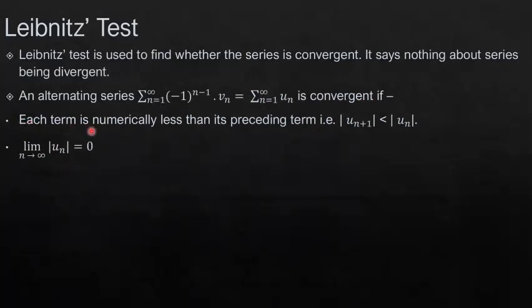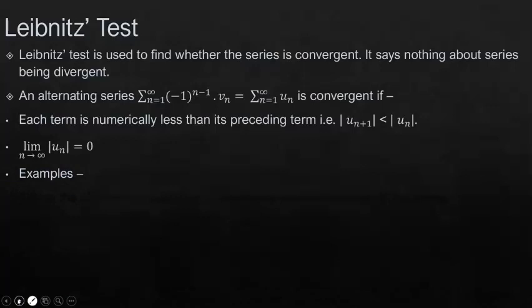The first is that each term is numerically less than its preceding term. So say if my first term is 1, the next term should be less than 1. Each term must be numerically less than the preceding term. This is the condition that mod of un plus 1 should be less than mod of un. Another condition is limit n tending to infinity, mod of un should be 0. If these two conditions are satisfied, we will conclude that the series is convergent.